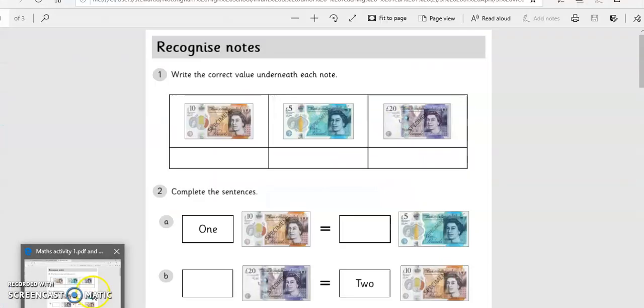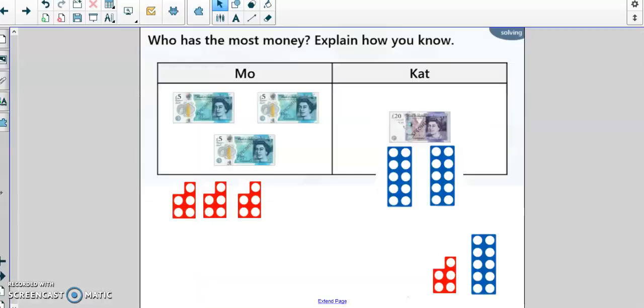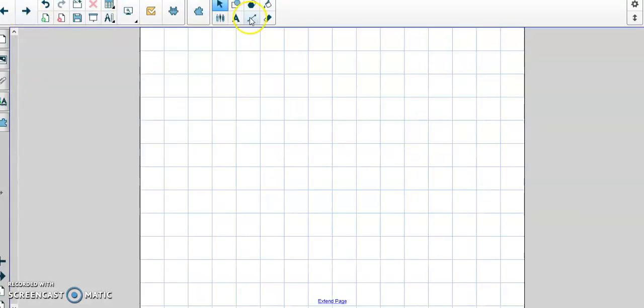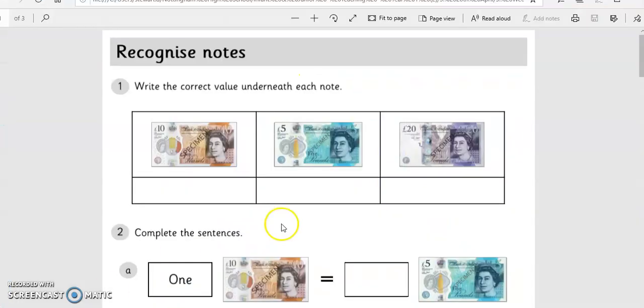Now your activity today, you have got these sheets which will be available on Show My Homework. We'll just have a little look through so that you know what to do. So it says recognise notes, which is what we've been doing in our lesson. So this first sheet says write the correct value underneath each note. You should be experts at that, all that exploring that we've been doing. If you haven't got a printer, you can just write the answers in your book. So if you just get your squared paper and you can just write number 1 and then write out the values of those notes into your exercise book.